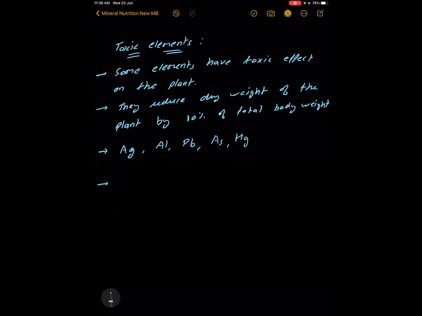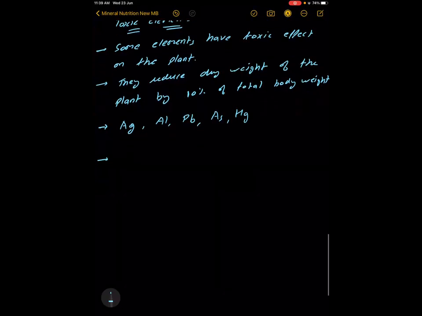Fine. So this is the main question in this part. Manganese toxicity occurs, and manganese toxicity means what? It is already a micro element, but if the concentration of manganese increases, it causes deficiency of iron, magnesium, and calcium, and the plant shows deficiency symptoms of these elements. Iron deficiency, magnesium deficiency, calcium deficiency also.